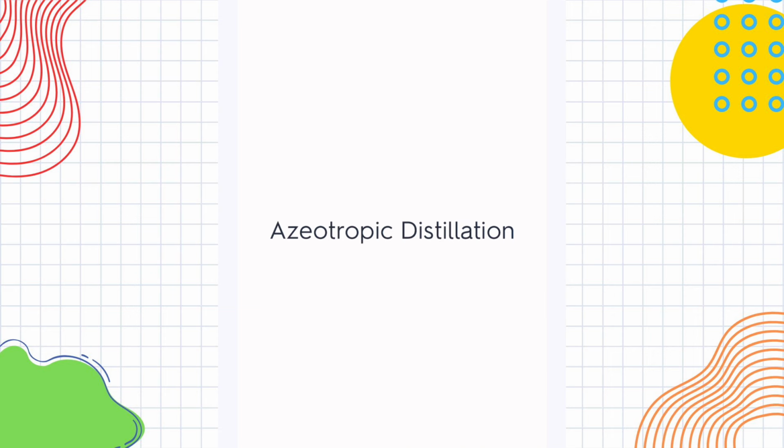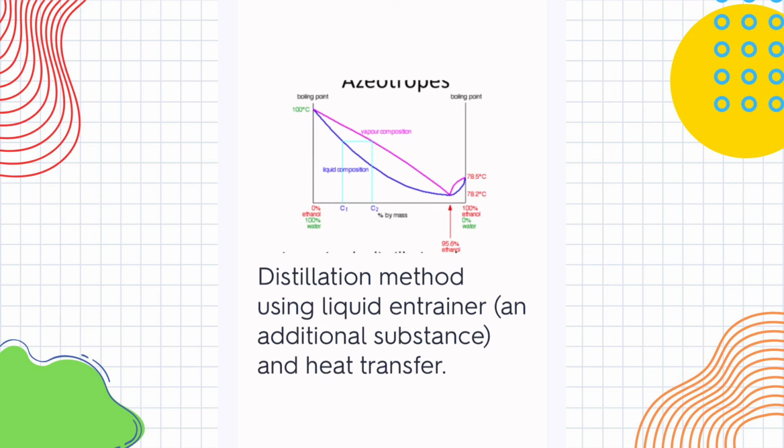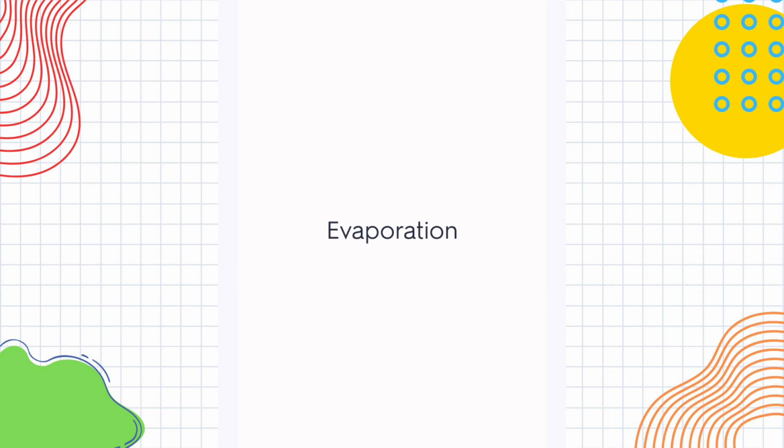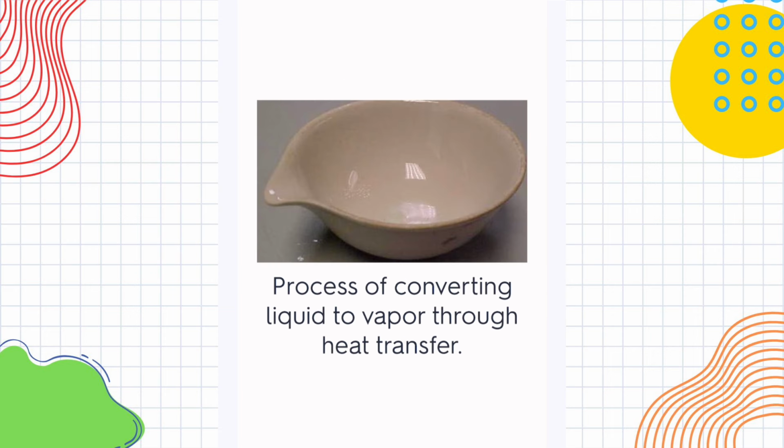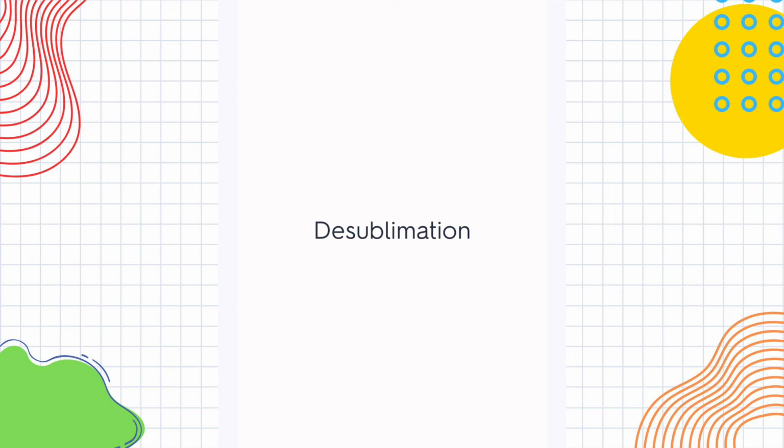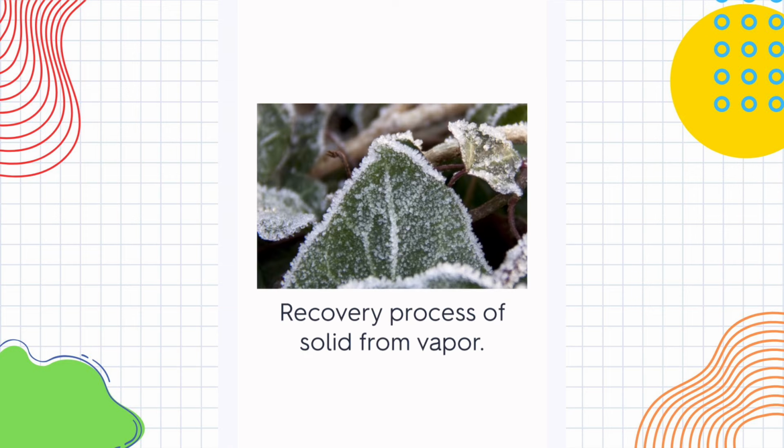Azeotropic distillation. Distillation method using liquid entrainer and heat transfer. Evaporation. Process of converting liquid to vapor through heat transfer. Desublimation. Recovery process of solid from vapor.